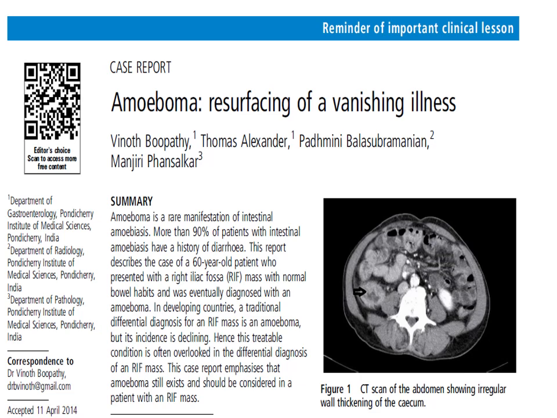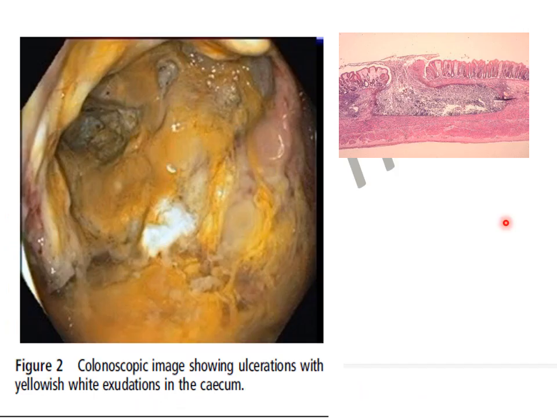So when a colonoscopy was done, you find shallow ulcers. See, very shallow ulcers all over. This is not normal colonic mucosa. And a biopsy revealed a typical flask-shaped ulcer. So when they say flask-shaped ulcer, it is in the histopathology of an amoebic ulcer and not a colonoscopic finding.